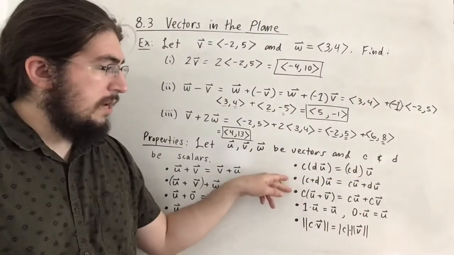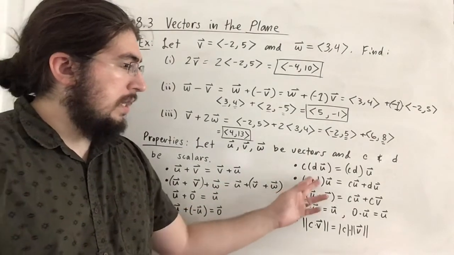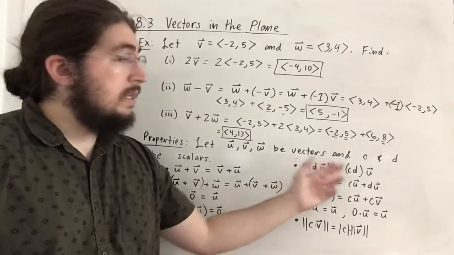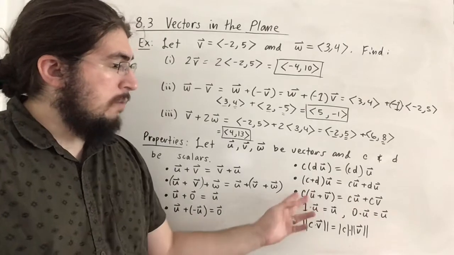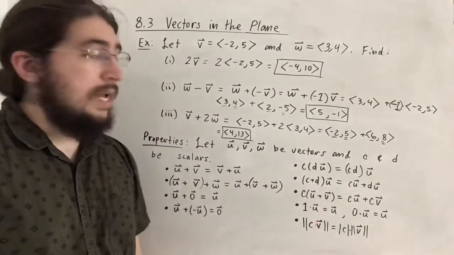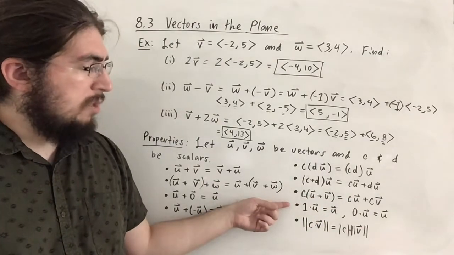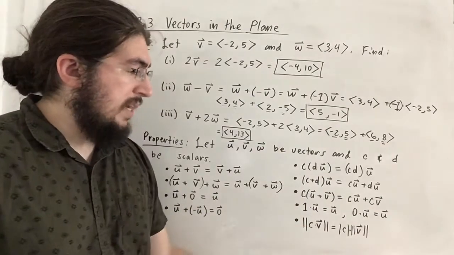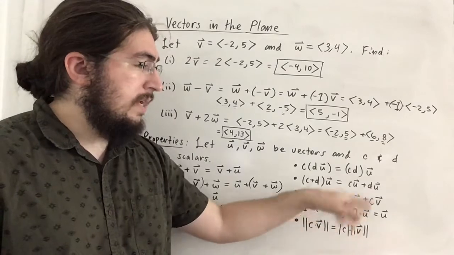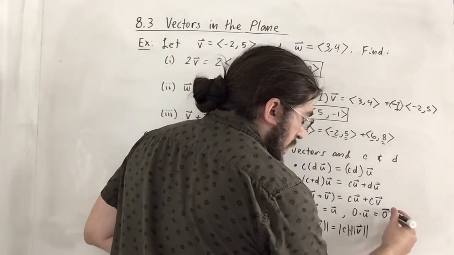And these two here are distribution of scalar multiplication over addition. So we can distribute the scalar multiplication over adding scalars, and we can also distribute scalar multiplication over adding vectors. And these are 2 and 1. This basically just says the scalar 1 times a vector is just back to the same vector, and the scalar 0 multiplied by a vector is the 0 vector. That was a typo. There we go.